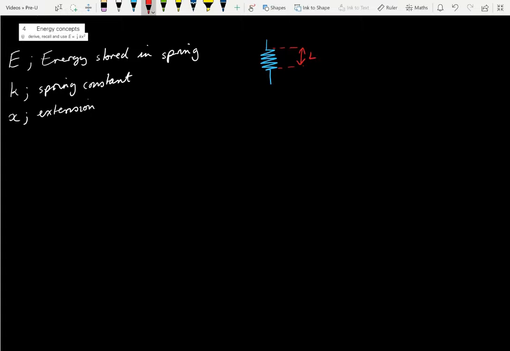I'll label that L. If I apply a force to my spring, we expect to see its length increase to some new increased length that I'll call L prime. The extension is defined as the extended length minus the original unextended length.